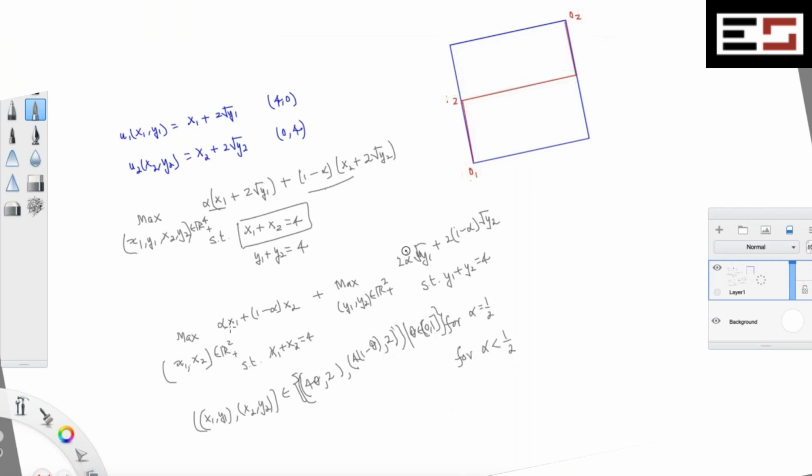Now let us consider alpha less than half. For alpha less than half, what would be the solution to this maximization problem? Anybody? When alpha is less than half, 1 minus alpha is greater than half, right? So which one will you choose? 0, 4. That's right. So x1 will be 0, x2 will be 4.